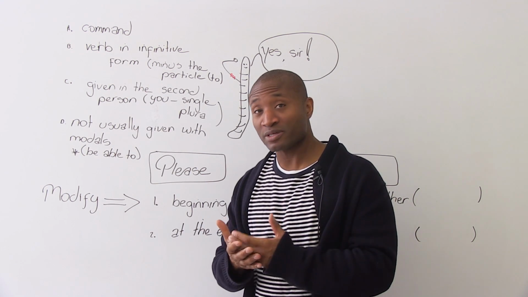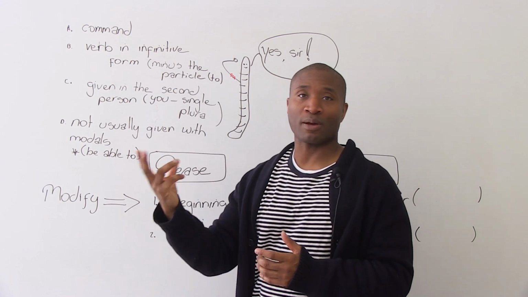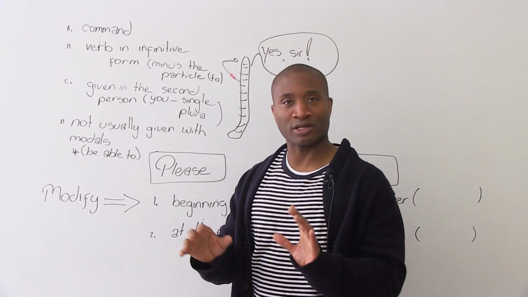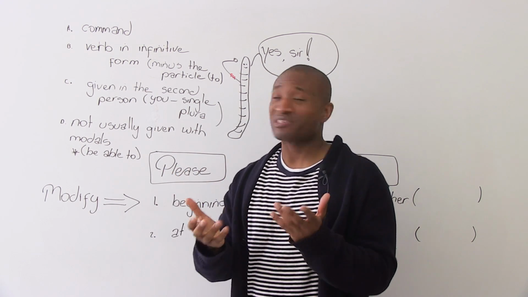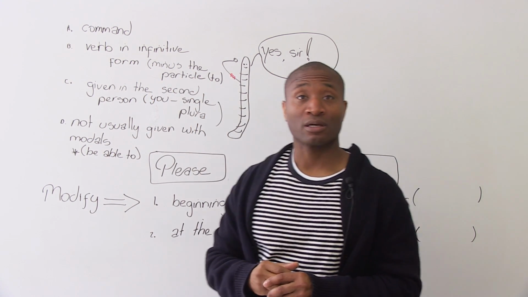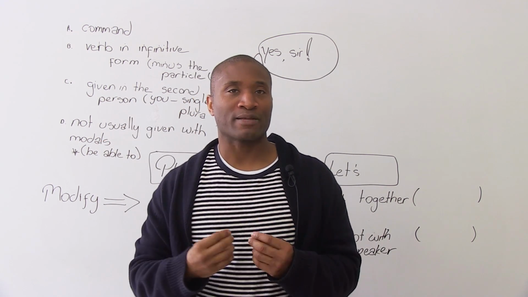Next, how do we make an imperative? Well, when I said shut up, sit down, get out, you notice the verb is in the infinitive form, minus the to. There is no to. I have to, got to, nothing, just the verb. Or you could say base form, right? No particle to.